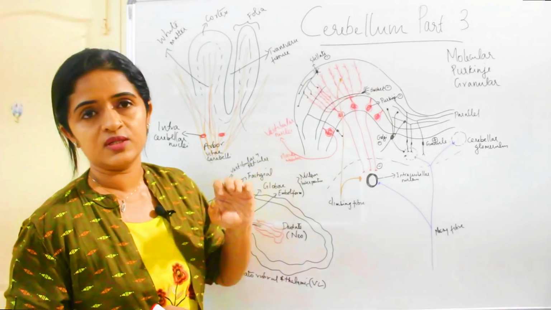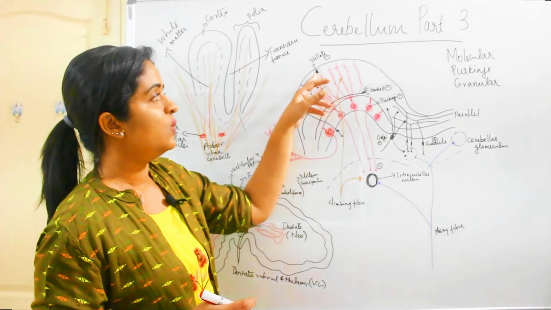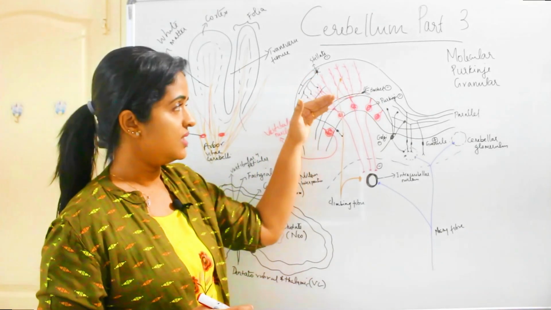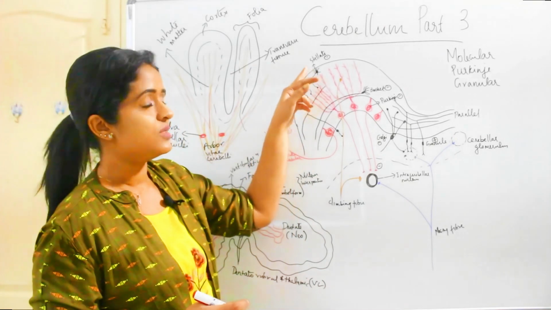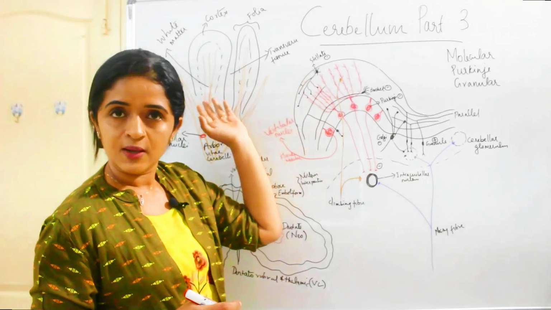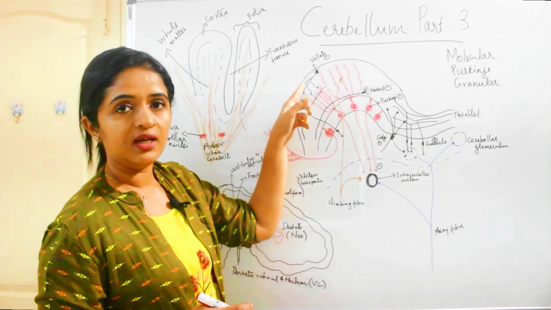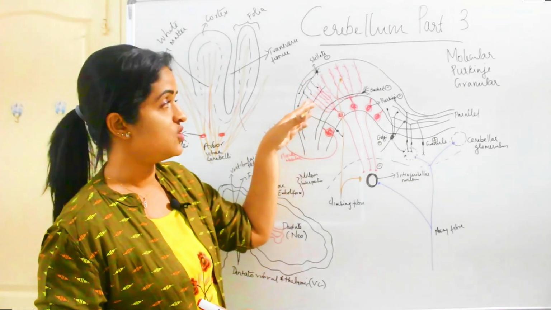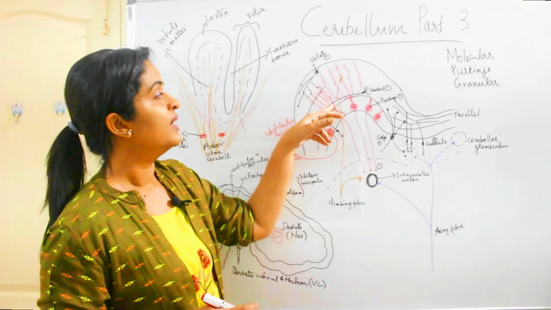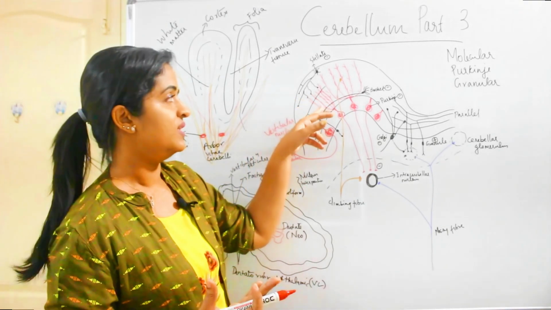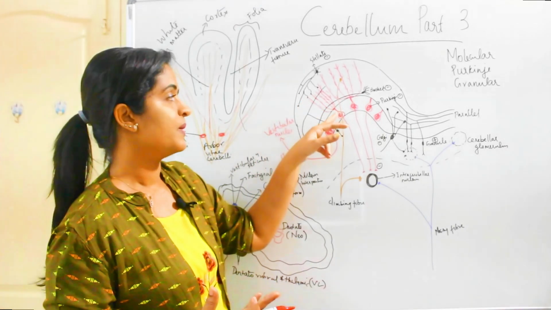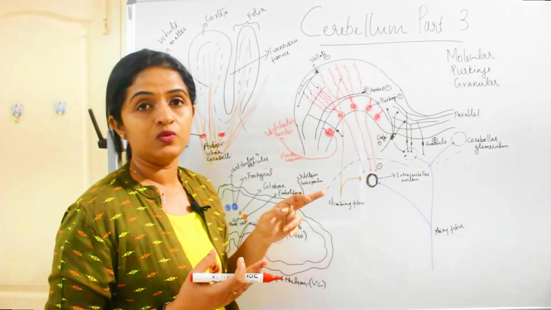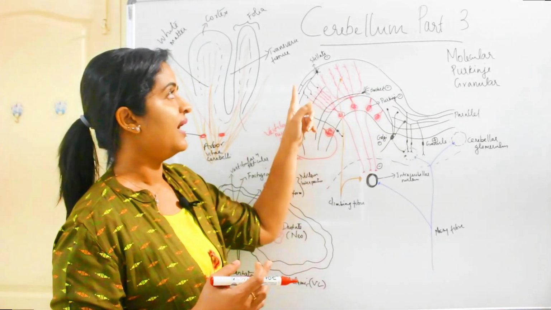Stellate cells are smaller compared to the basket cells, and they are seen towards the periphery, whereas the basket cells are seen towards the inner aspect of the molecular layer. The stellate cells ramify, and their axons give off branches which will synapse with the dendritic spines of the Purkinje cell. So these are the two different types of cells which you get, that is basket cell and stellate cell.